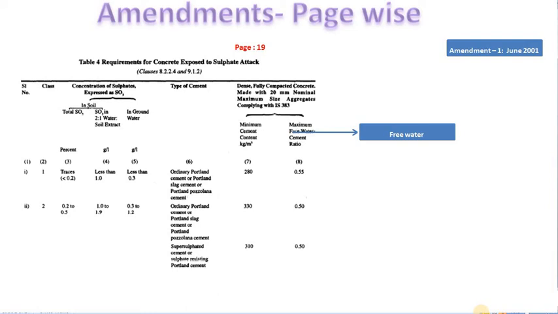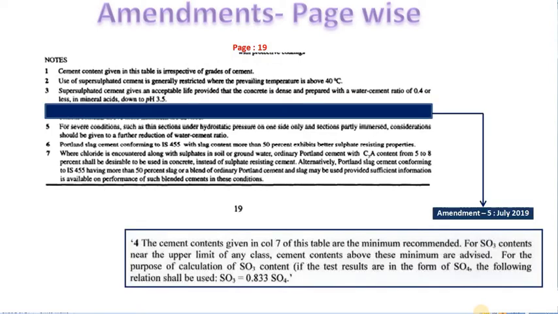But the footnote was changed. Point number 4 of the footnote was changed as: the cement contents given in column 7 of this table are minimum recommended. For SO3 contents near the upper limit of any class, cement content above these minimum are advised. For the purpose of calculation of SO3 content, if test results are in the form of SO4, the following relation shall be used: SO3 is equal to 0.833 SO4. So this was the amendment made in July 2019, which is the 5th amendment.